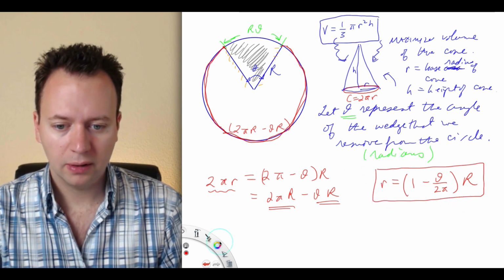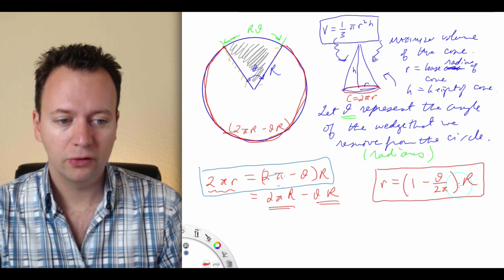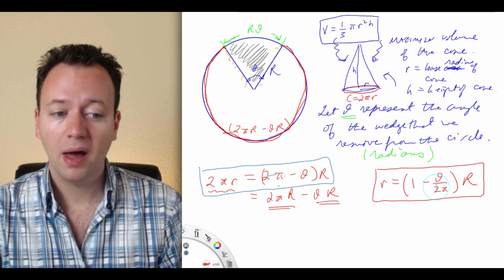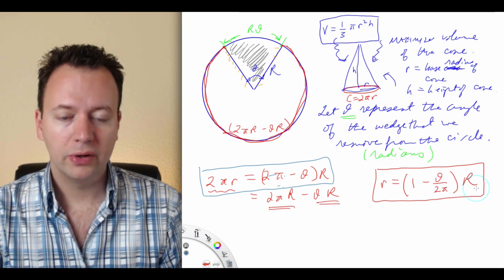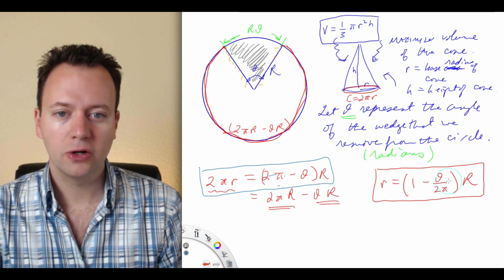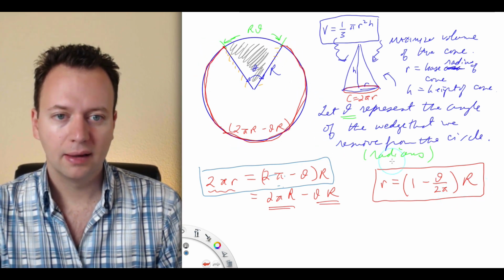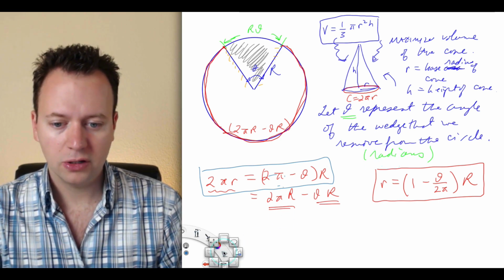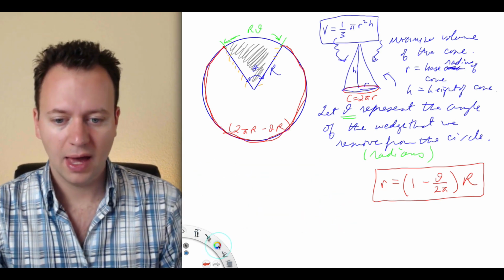Right, so I took essentially this equation right here and divided by 2 pi. 2 pi over 2 pi is 1, and theta over 2 pi is like this. So lowercase r is equal to the quantity 1 minus theta over 2 pi, times capital R. The ratio is literally what fraction of the circle is remaining, and the radius is reduced by that factor. So that's an equation that relates the radius of the cone in terms of the angle theta.